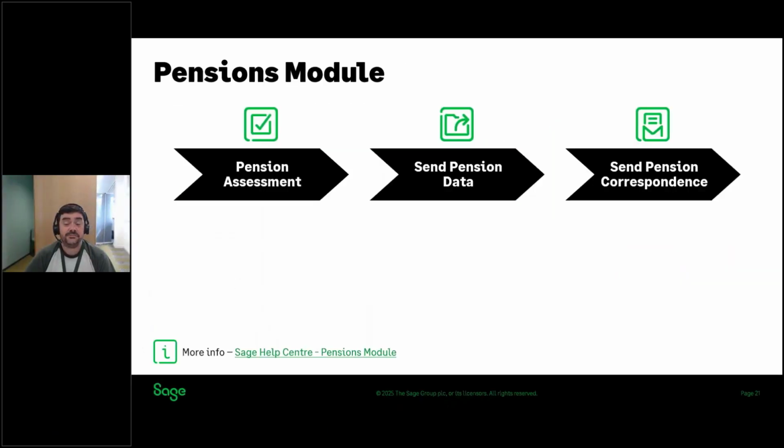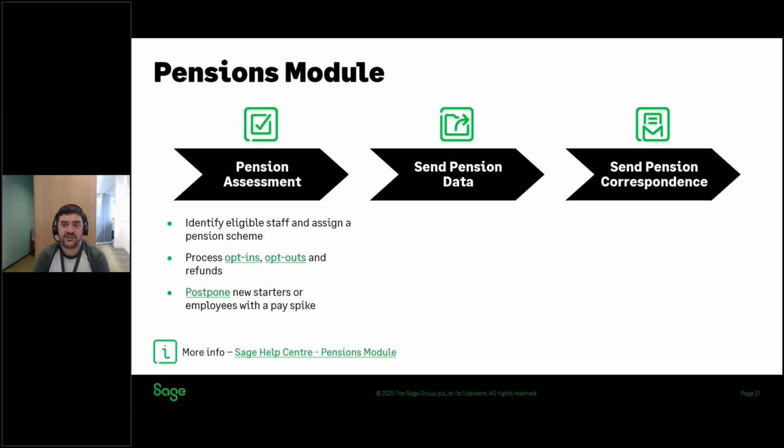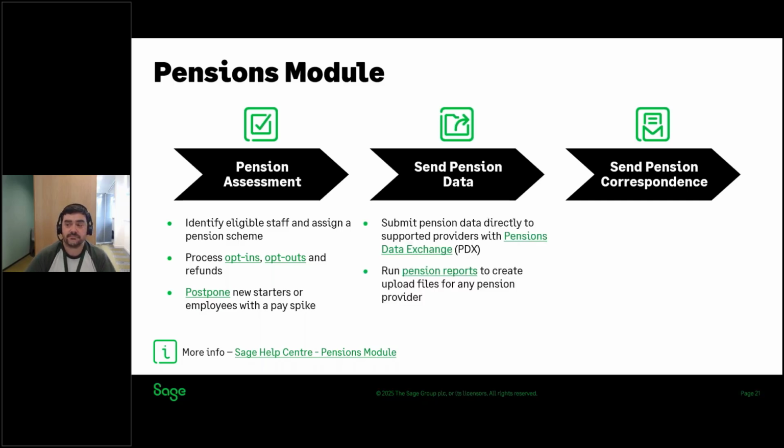And just to summarize what each option does, the pension assessment identifies the eligible staff and puts them into the pension scheme if they're not already in one or haven't opted out. It helps you process opt-ins, opt-outs and refunds for employees that join or leave the scheme. And it gives you options to manage postponement should you choose to delay an employee's enrolment for any reason.